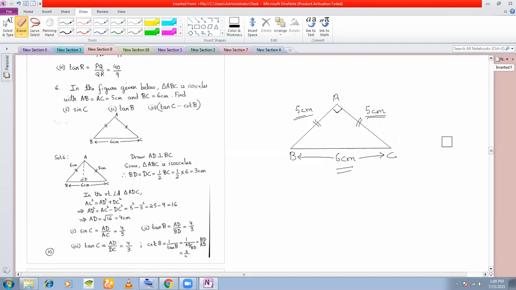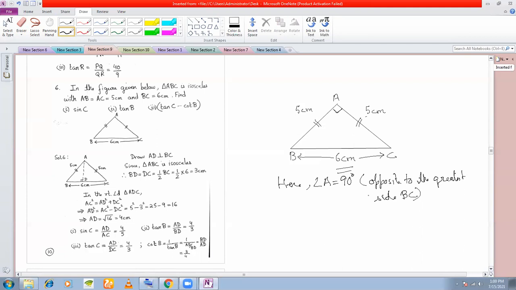Yes, sir. Okay. So that means angle A is a 90-degree angle. So let's write here, angle A is equal to 90 degrees, opposite to the greatest side BC. Okay. So this is the 90-degree angle.